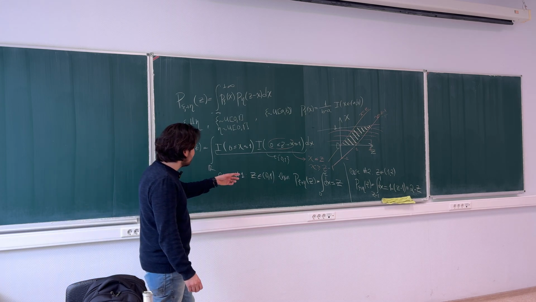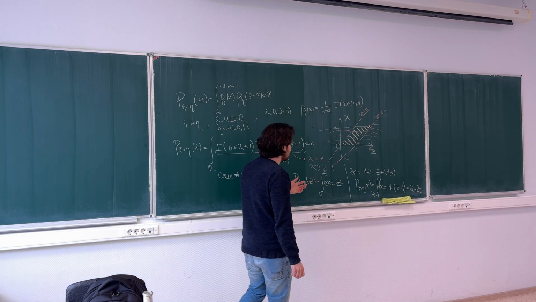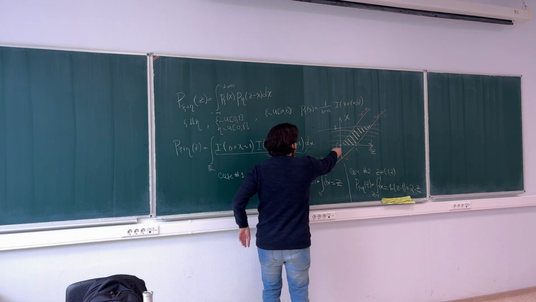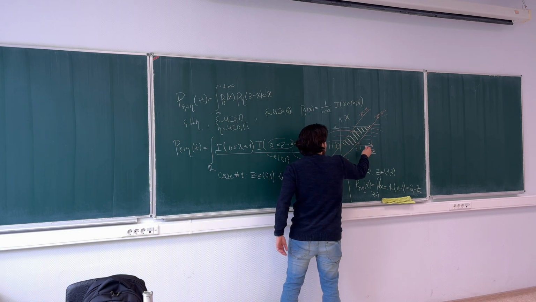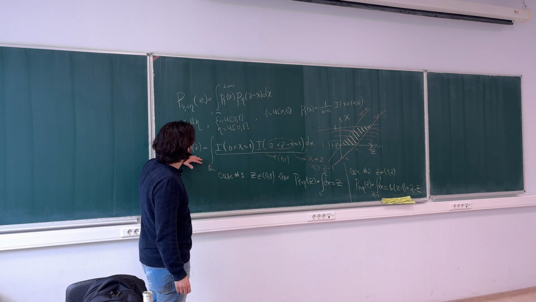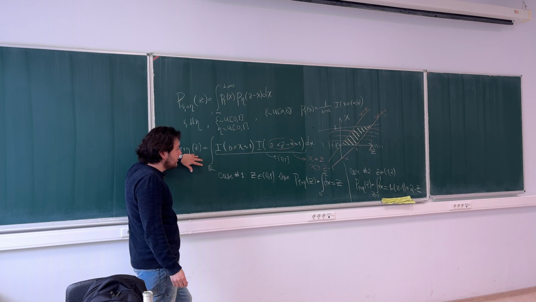Otherwise, case number 3 is when z is less than 0 or greater than 2, right? When z is here or here, then what is going to be the answer for this? 0, okay? That's it.